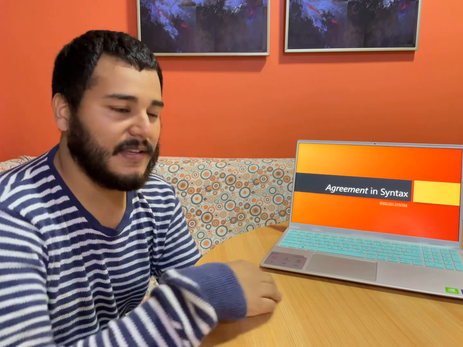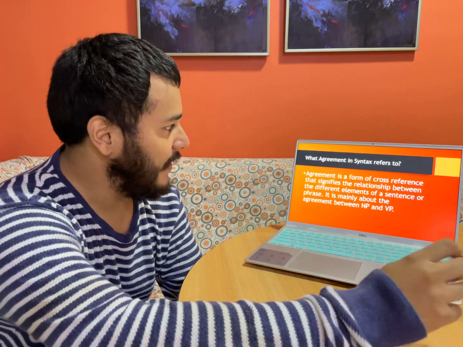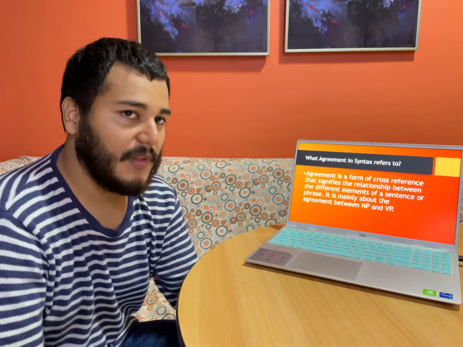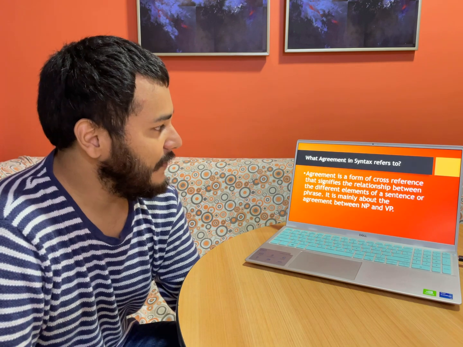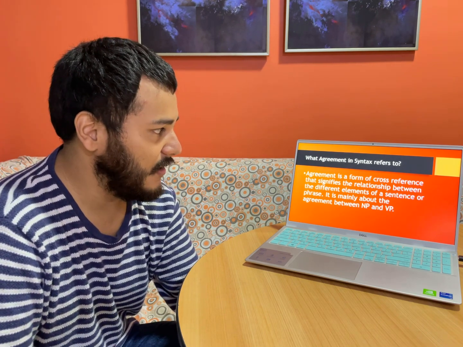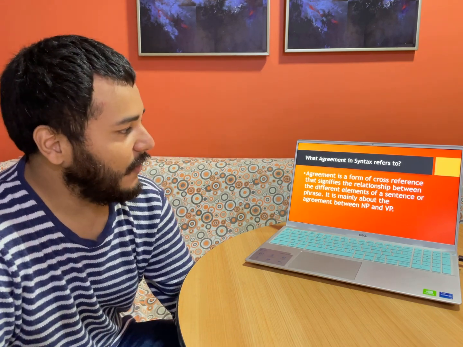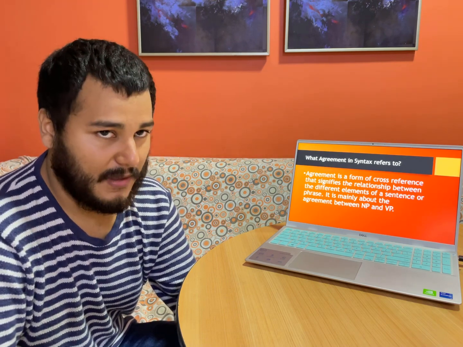Well, the topic of this homework is agreement in syntax. For this topic, we have as the main theme what agreement in syntax refers to. In a short review, agreement is a form of cross-reference of significant relationship between different elements of a sentence or different elements of a phrase. It's mainly about agreement between NP or VP.